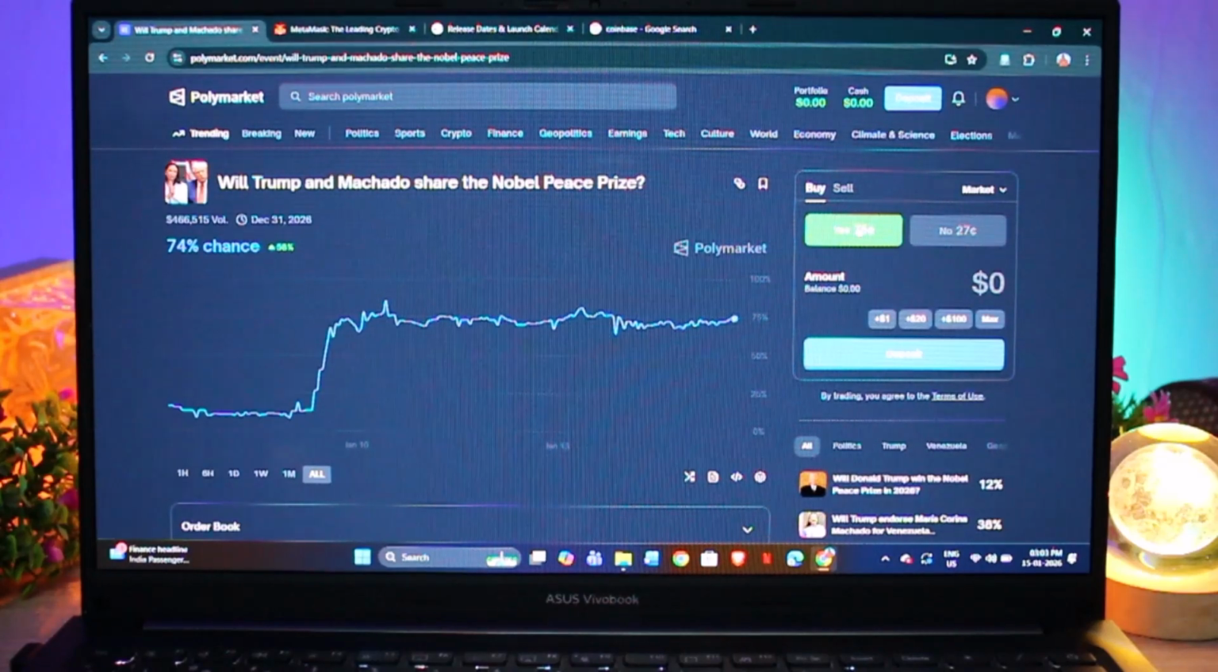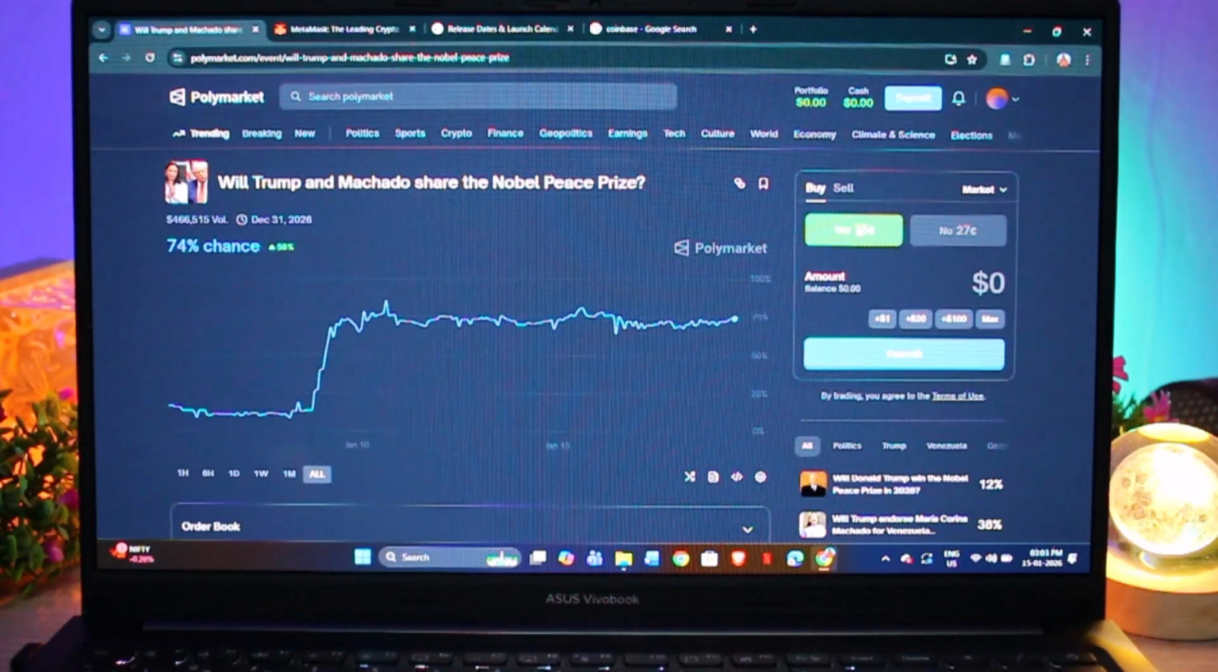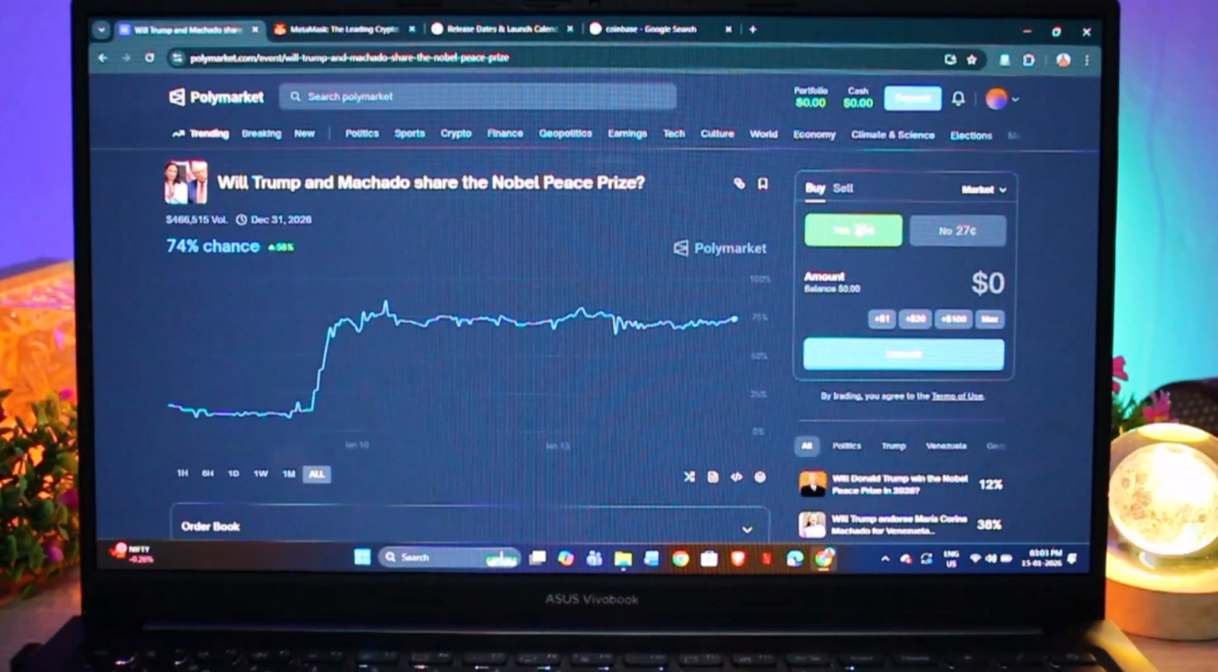Start with small amounts. Don't put all your money into one market. Spread your money across different predictions. When you make money, consider withdrawing some profits back to your wallet instead of reinvesting everything. And that's it. That's a simple, honest explanation of how to make money on Polymarket.